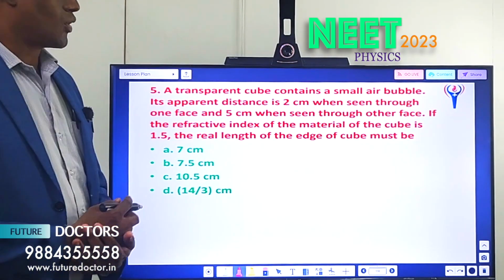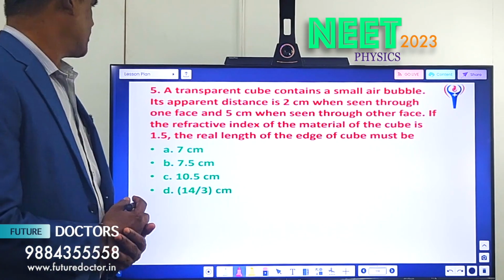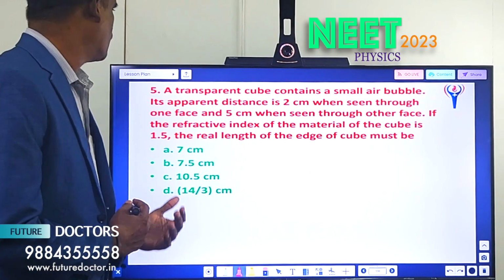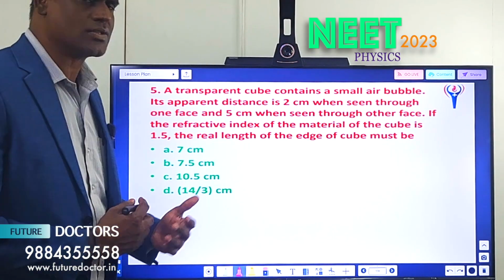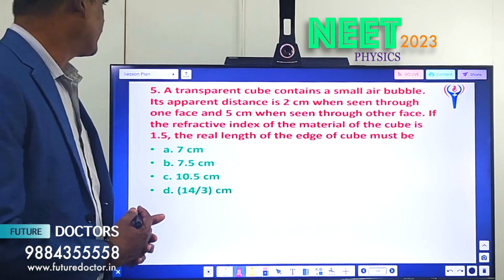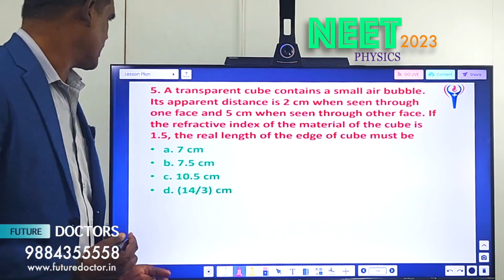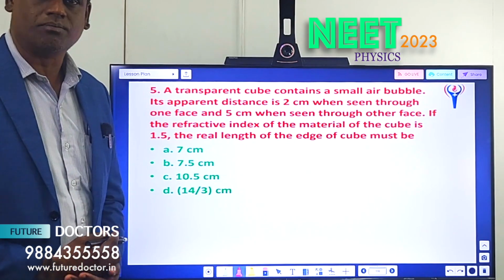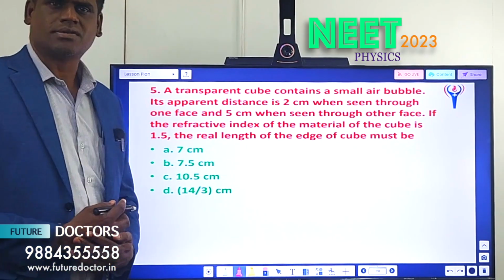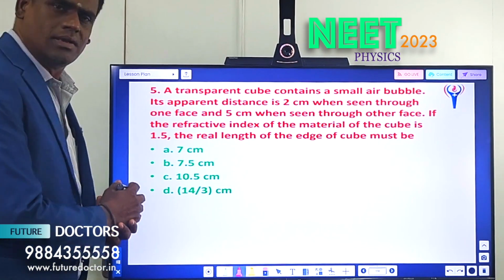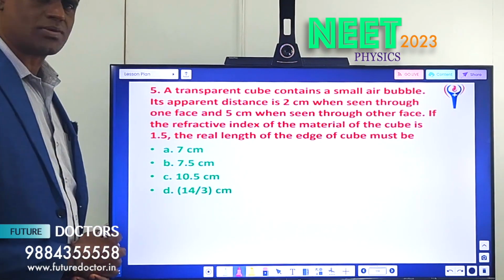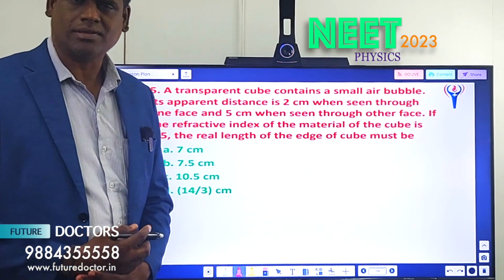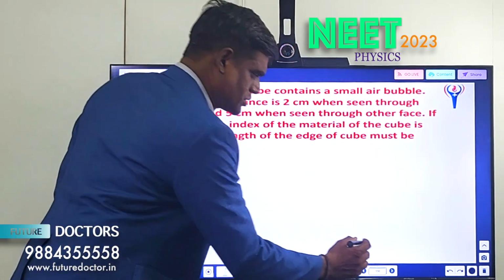A transparent cube contains a small air bubble. Its apparent distance is 2 cm when seen through one face and 5 cm when seen through the other face. If the refractive index of the material of the cube is 1.5, then the real length of the edge of the cube must be dash. Option A, 7 cm. Option B, 7.5 cm. Option C, 10.5 cm. Last option, 14 by 3 cm. Let's move to question number 6.